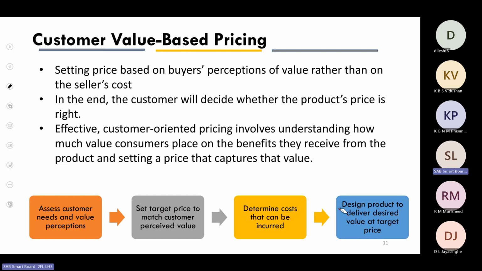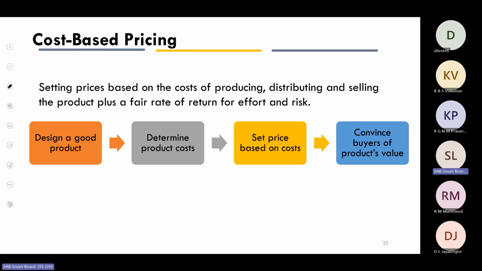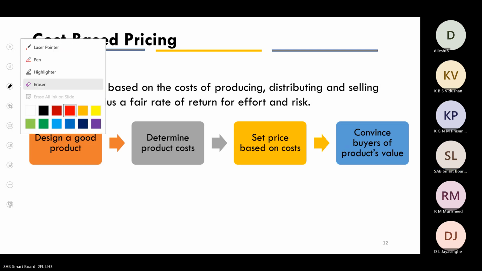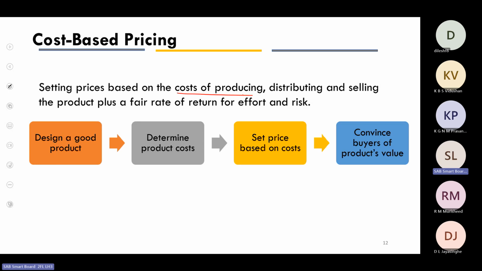But in the second one, that is cost-based pricing, what happens is the manufacturer first produces the product they want, right? They set the price based on the cost of production, right? There they do not consider the perception. They consider the cost of producing only. Based on the cost of producing, they will determine the final price, right?